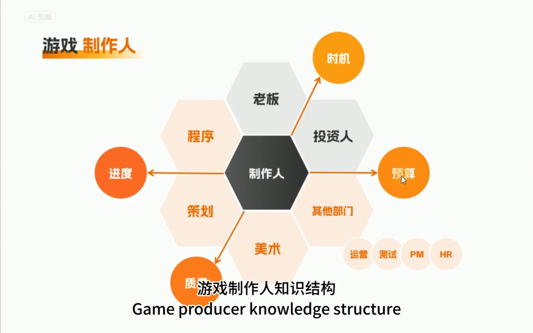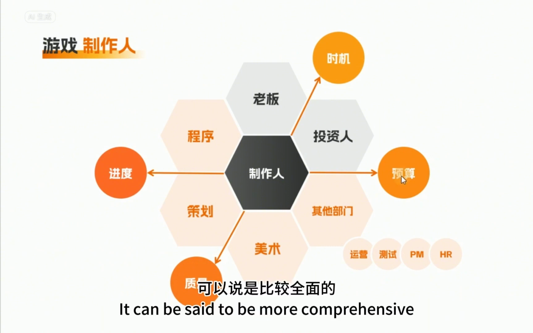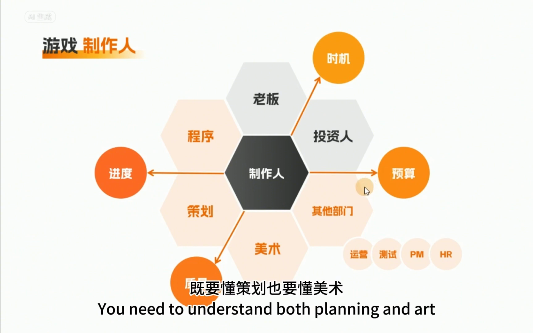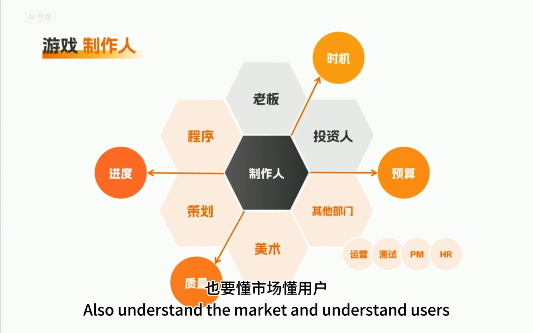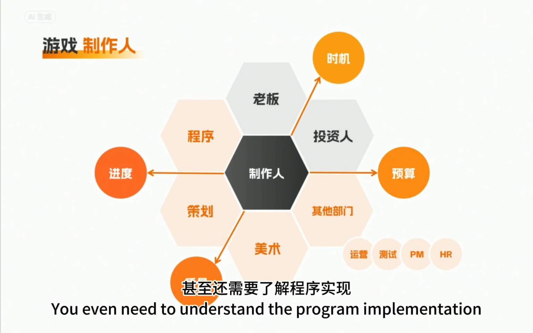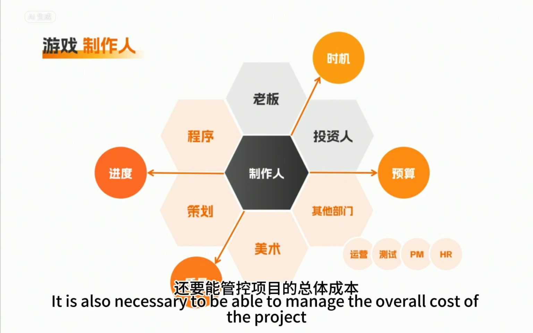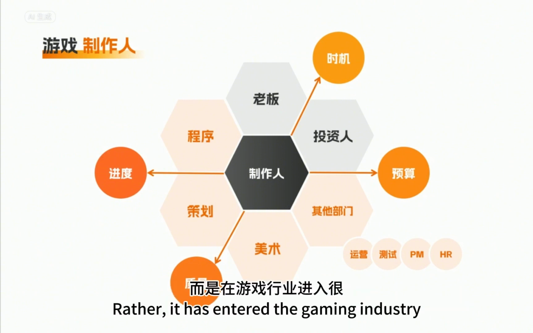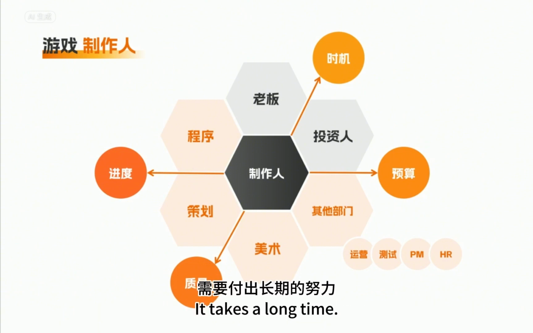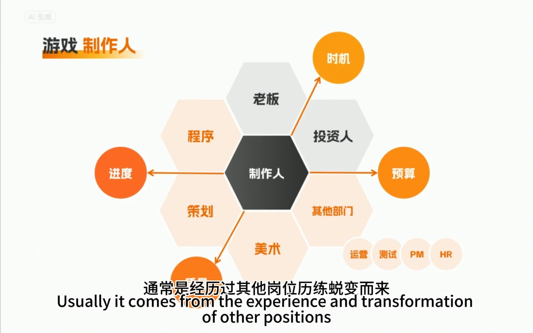Therefore, the game producer's knowledge structure can be said to be more comprehensive. You need to understand both planning and art, understand operations, the market and users. You even need to understand the program implementation. It is also necessary to be able to manage the overall cost of the project. Obviously, game producers don't start out as producers. Rather, they enter the gaming industry and grow up after many years. It takes a long time. Usually producers come from the experience and transformation of other positions.